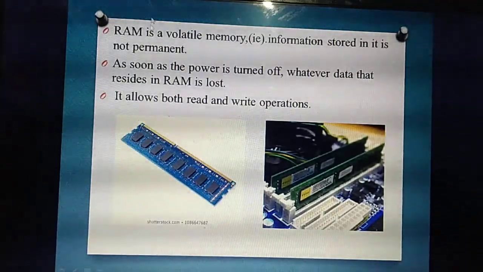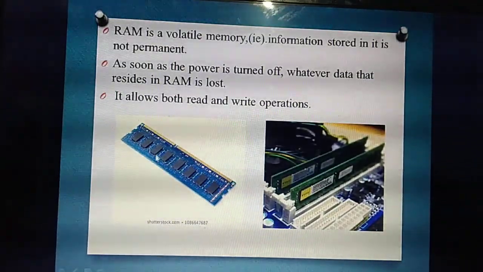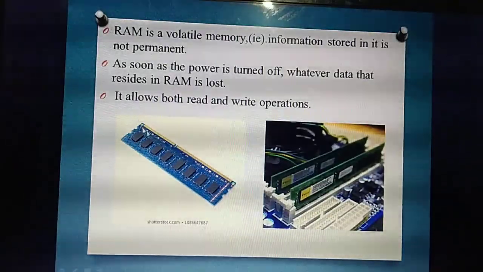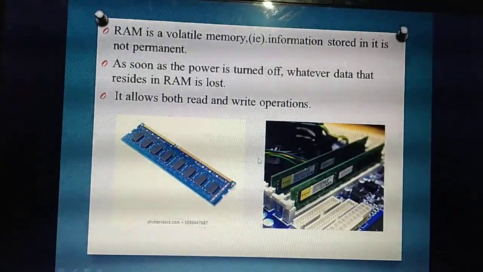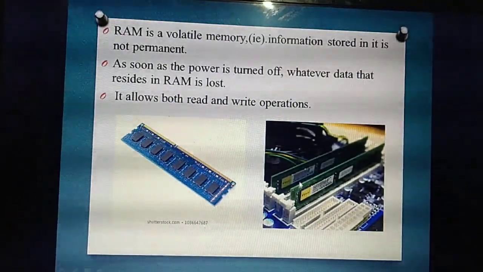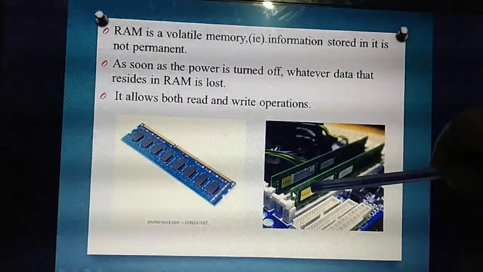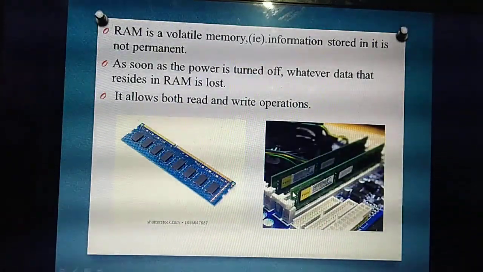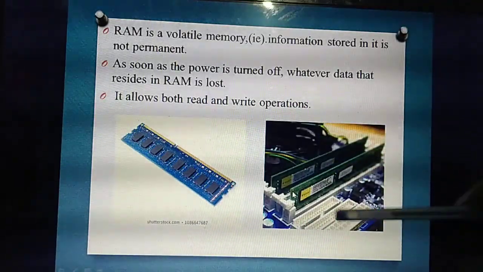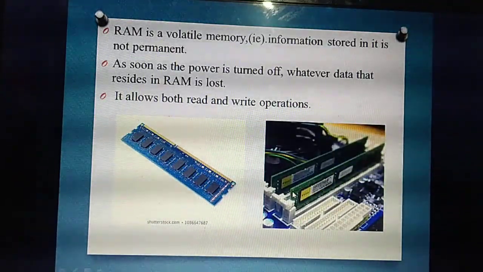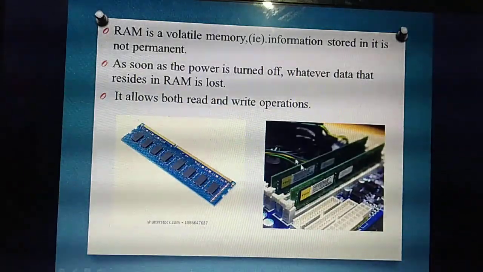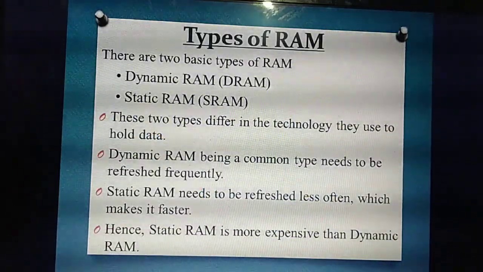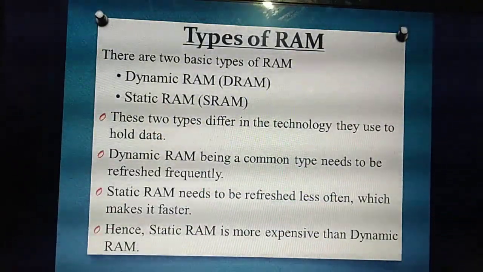Listen, this is a picture of a RAM. Have you seen it? This RAM will be placed inside the motherboard. See the next diagram. We keep it in this motherboard. I have kept 2. How many RAMs are there? 2 RAMs are there. In this slot we need to place the RAM. Understand?